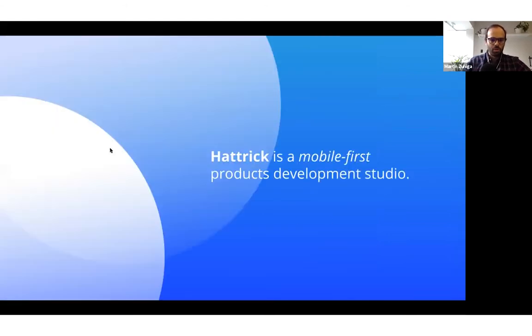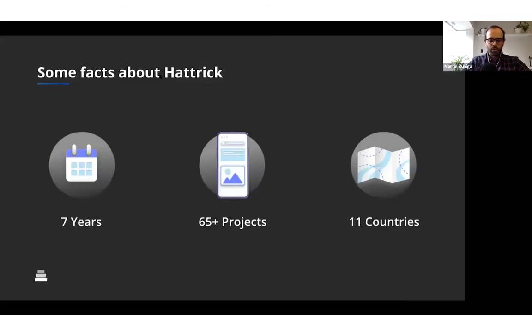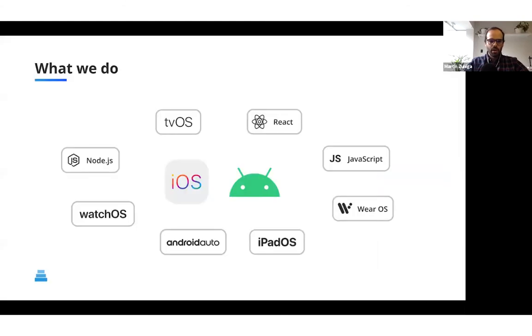Okay, so just to give you a brief intro about Hatrick, we are a mobile-first products development studio. So we focus on mobile first, of course. We've been around for 7 years now. We started back in 2014. We've worked on more than 65 mobile-related projects for clients in 11 countries. So that's a bit about our background.